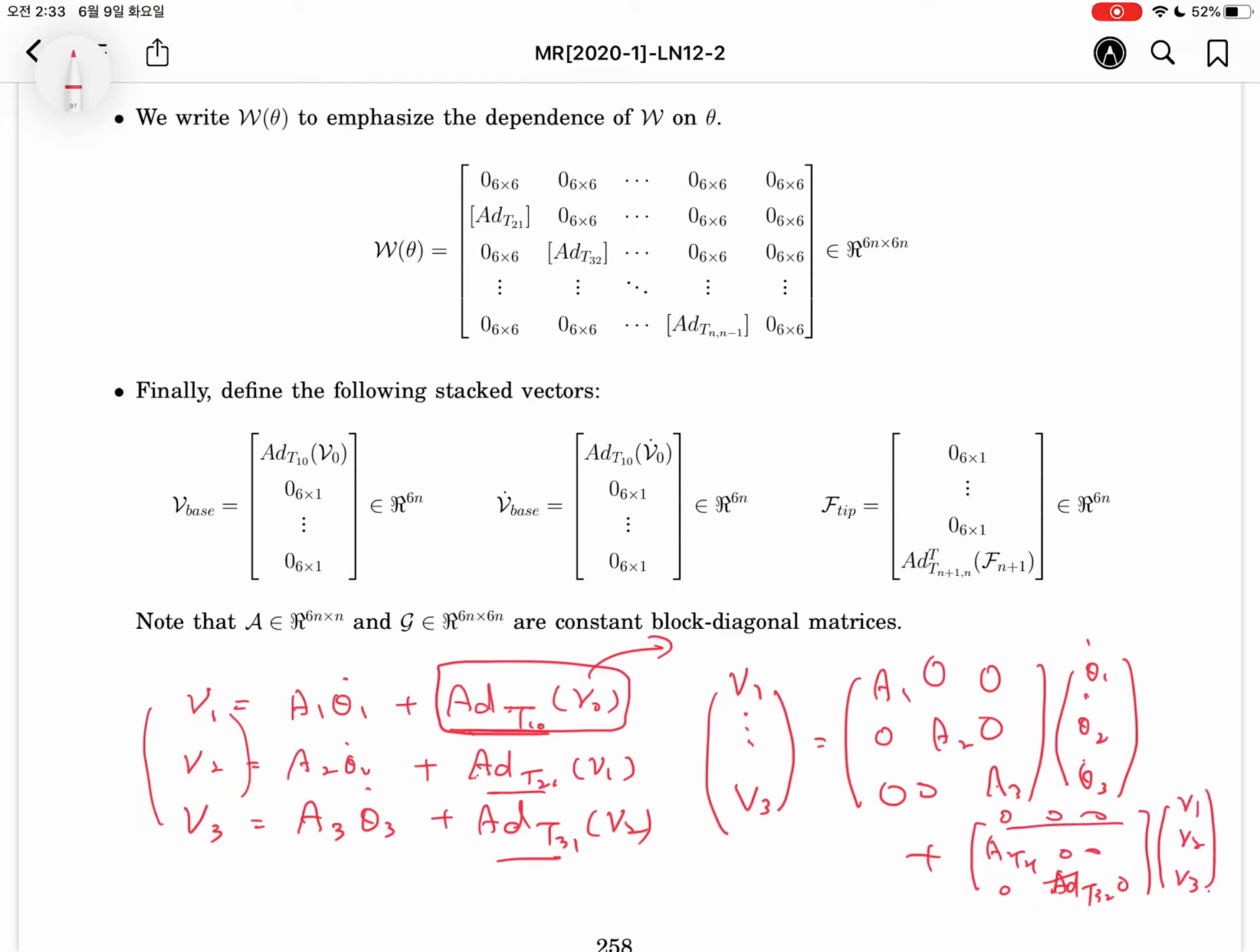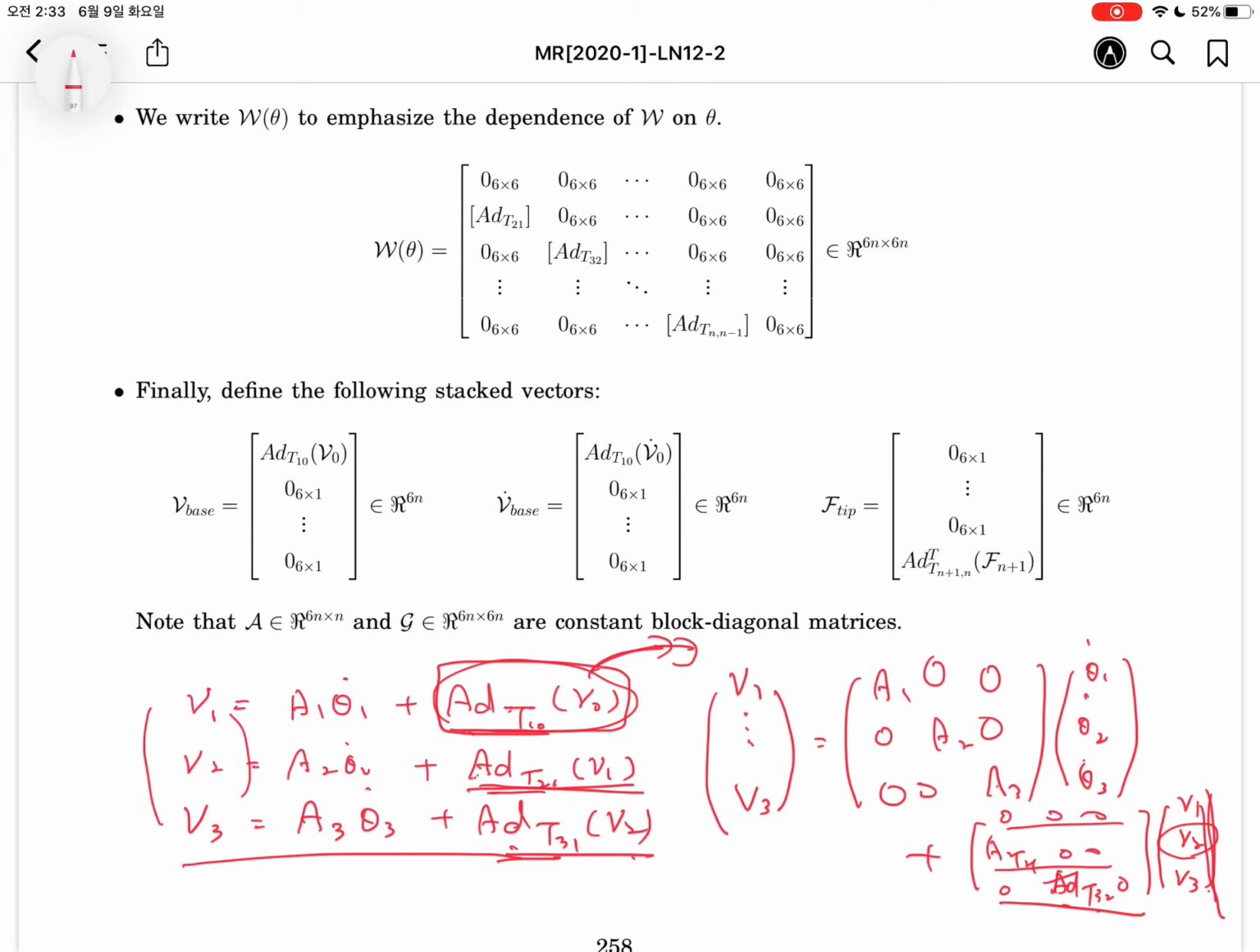Okay, the first one, this term will be extracted to the outside. The second term has the V1, is it right? The same one. The third term will be the other joint T32 times V2. So it completes this equation. Okay, like this.